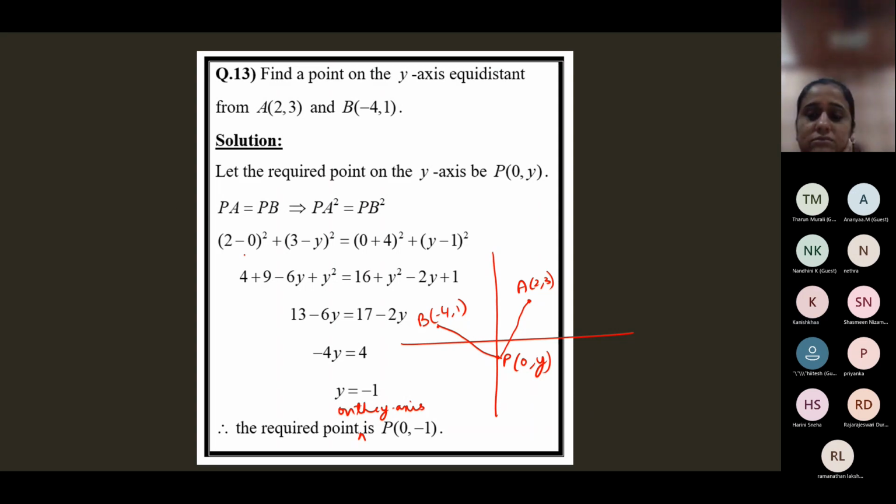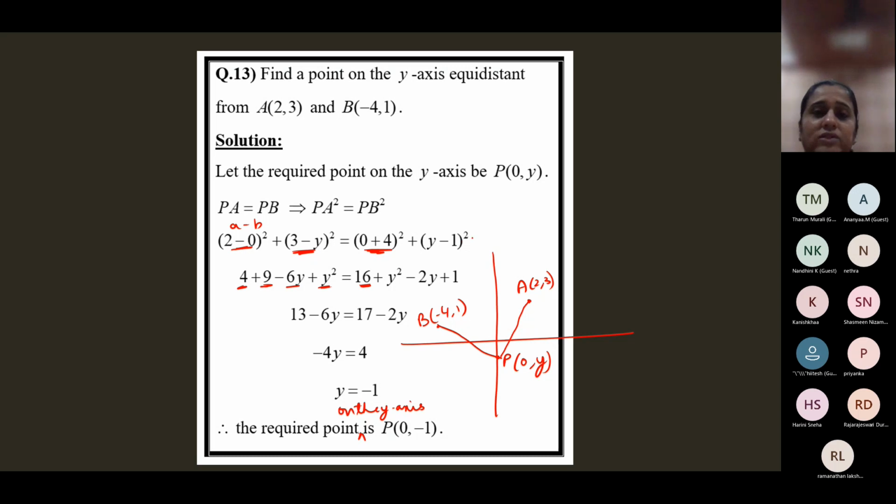No, ma'am. Okay, so 2 minus 0, the whole square. Don't use the formula (a minus b) the whole square here. 2 minus 0 is 2 and 2 square is 4. And here this is like (a minus b) the whole square, so a square minus 2ab plus b square. This is 0 plus 4 is 4. 4 square is 16.